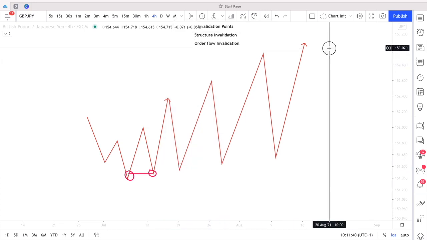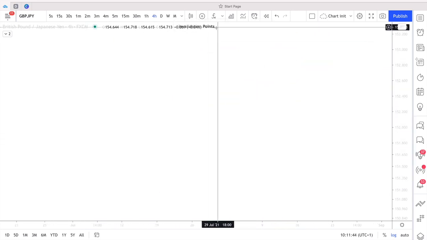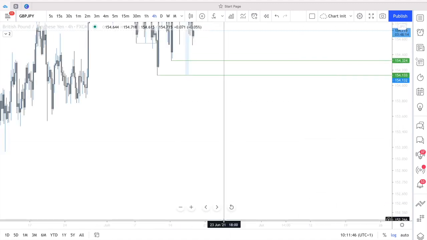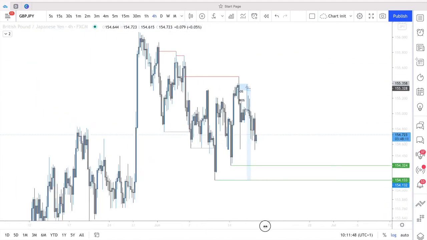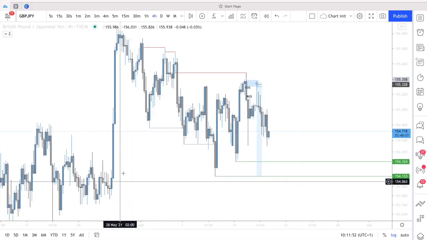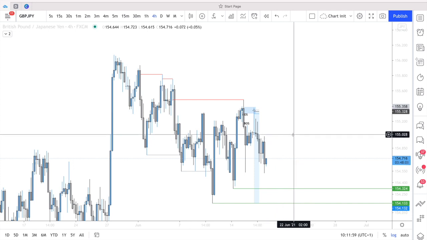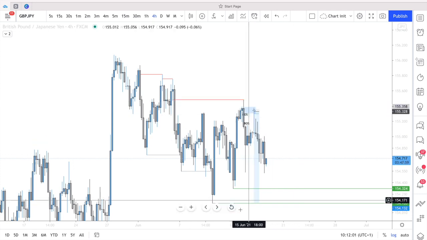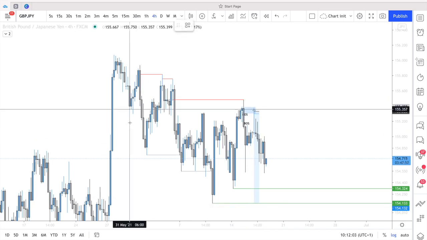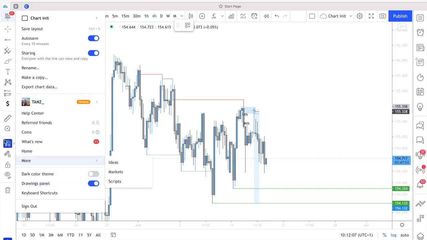So let me get rid of this and we can look at a chart together. I've got GJ at the minute. I'm not going to talk about the structure point at this point. I'm just going to talk about what's actually going on here and where safely we can understand to put our stop losses and where the last invalidation points occurred.